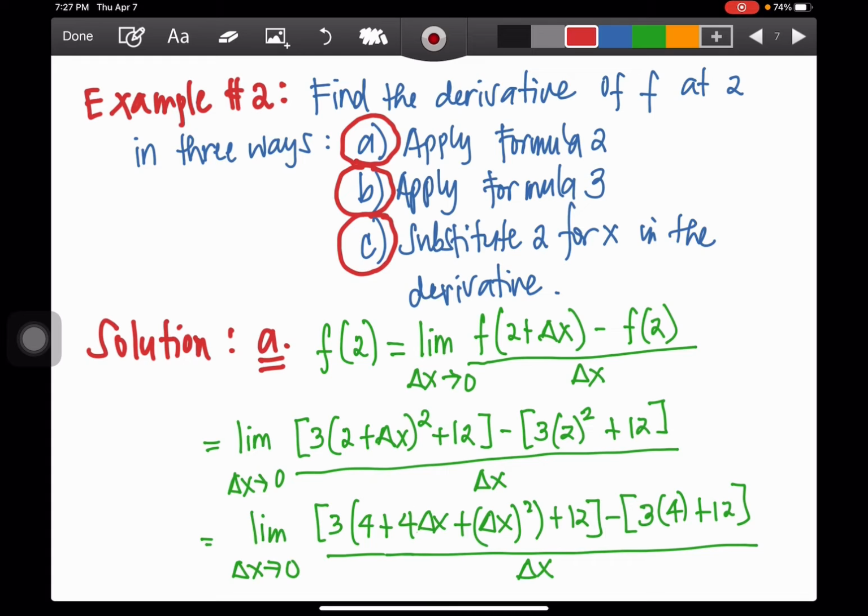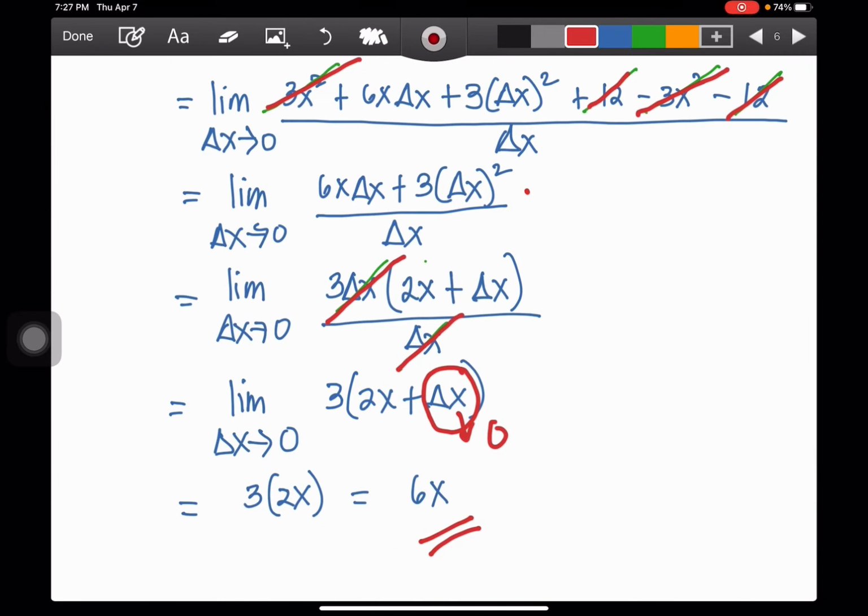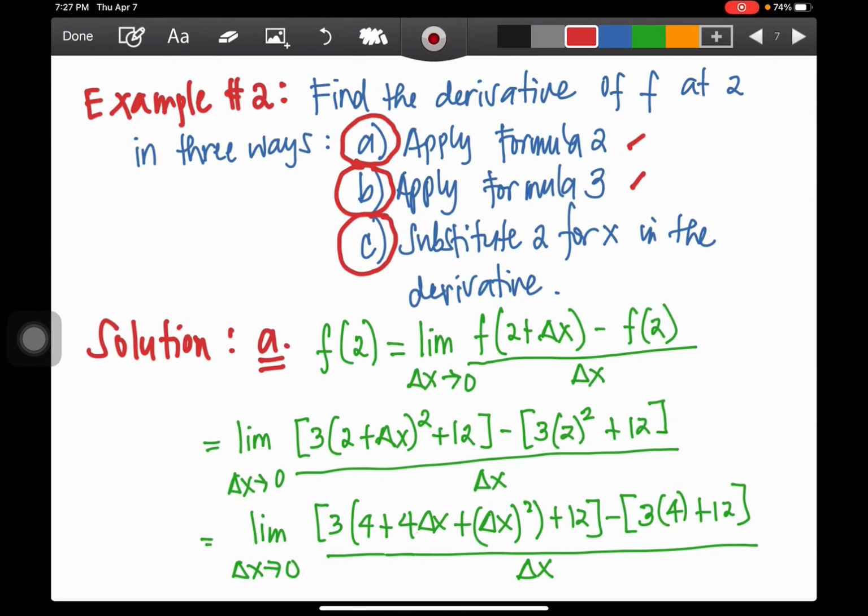Find the derivative of f at 2 in 3 ways. So we are now going to apply formula number 2, formula number 3, and substitute 2 for x in the derivative. So you see, this is our obtained derivative. So that's the expression that we are going to use, where we are going to substitute 2 in item C.